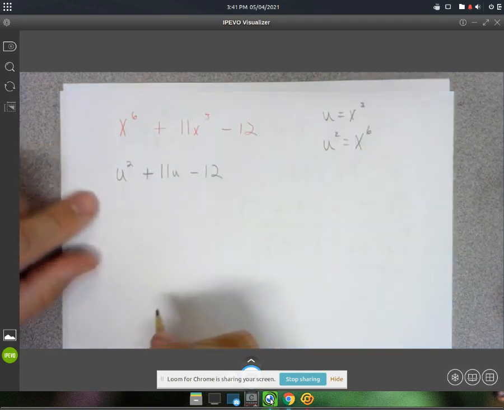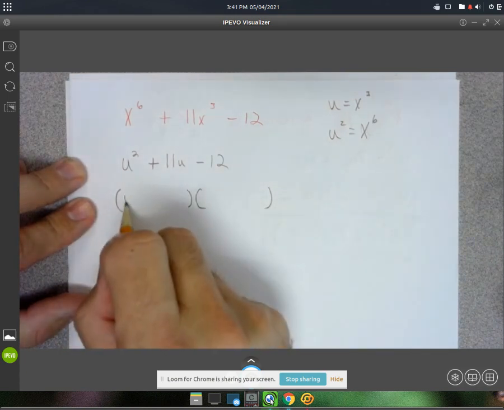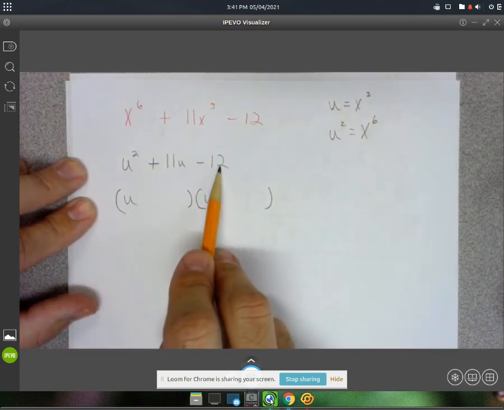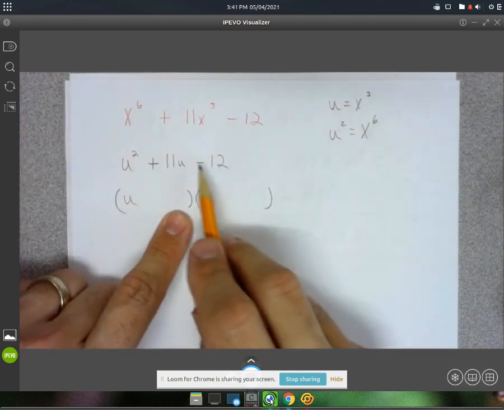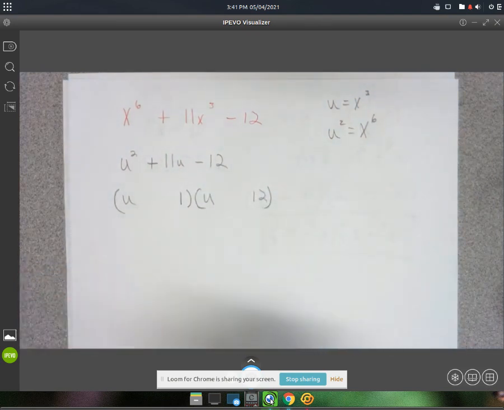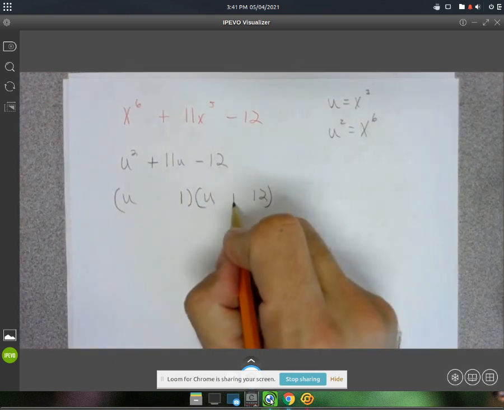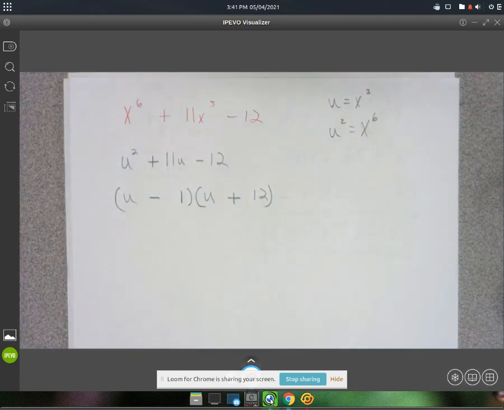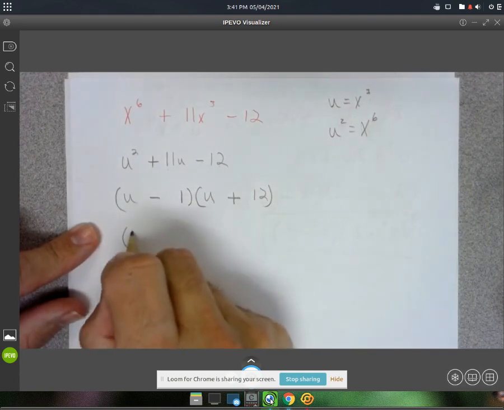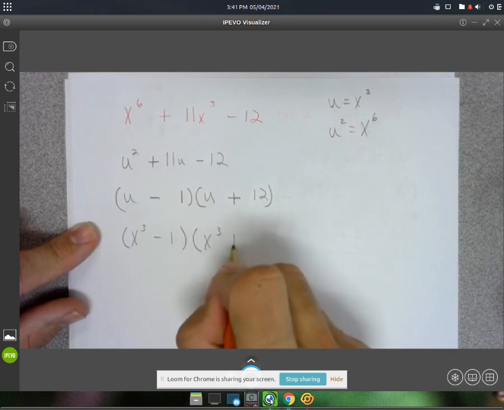minus 12. All right, now this thing will factor. We want u times u to give me u squared. I need two numbers that multiply to 12 right here, and they have to subtract to give me 11. That's 1 and 12. Let's see here, different signs, and the bigger number is going to be positive. Got all that. We'll substitute our x cubed back in. That'll say x to the third power minus 1 and x to the third plus 12.